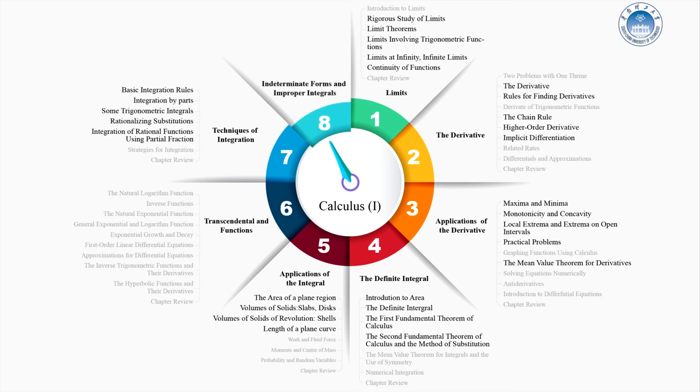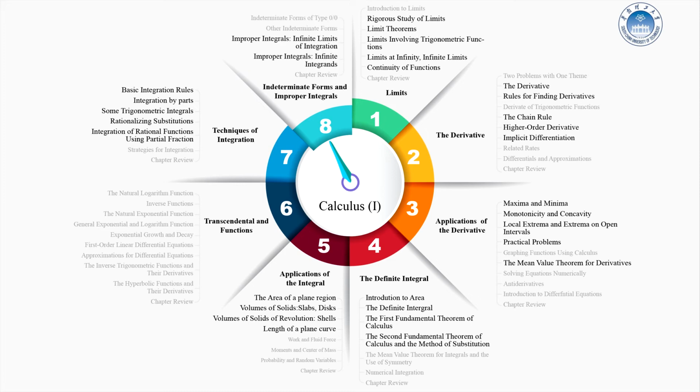We'll study improper integrals. Pay attention to the key word. What means improper? Before, we studied proper. Improper, there are two cases. Case 1, infinite limits of the integration. Case 2, infinite integrands. And then study indeterminate forms and corresponding improper integrals.